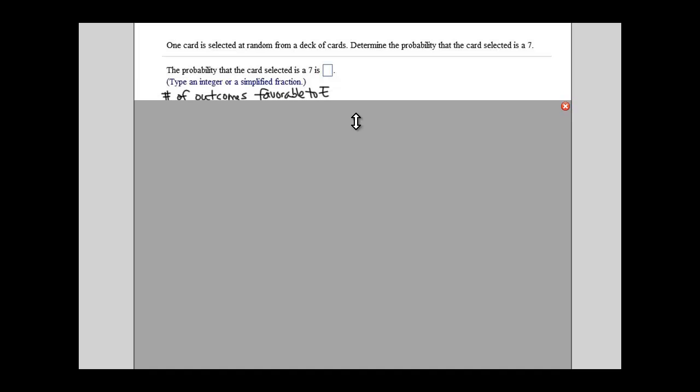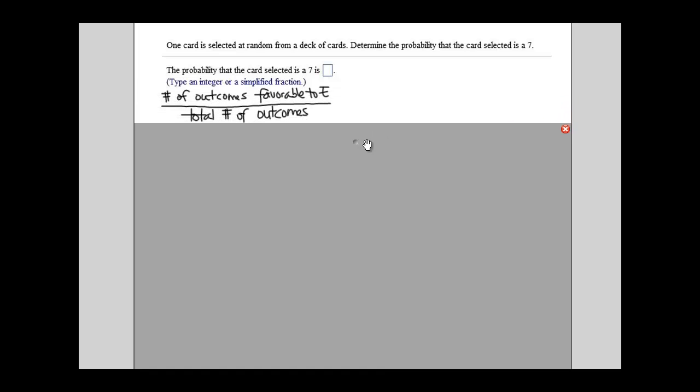Let's look at some examples from the probability section 12.2. This first question says, one card is selected at random from a deck of cards. Determine the probability that the card selected is a 7. We're going to write our answer as either an integer or a fraction.